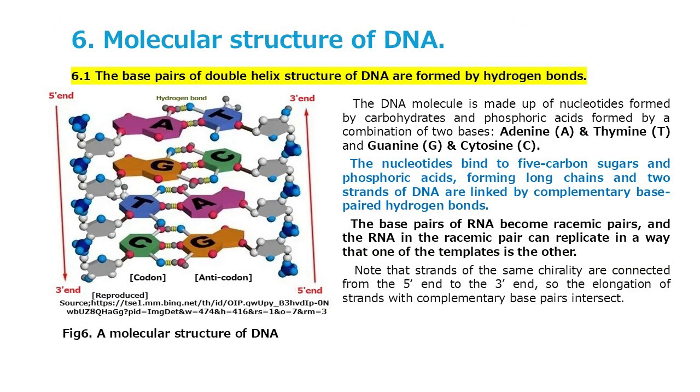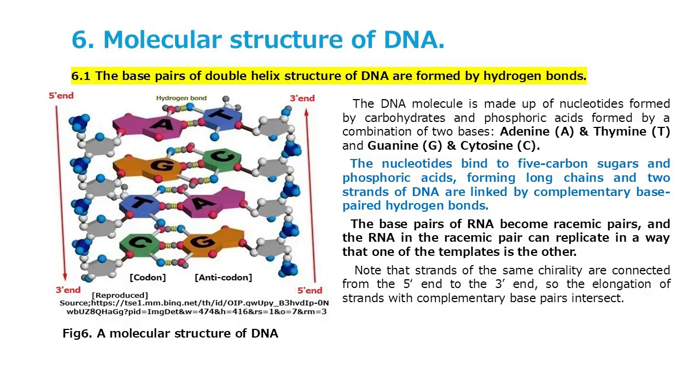Molecular structure of DNA. The base pairs of the double helix structure of DNA are formed by hydrogen bonds. The DNA molecule is made up of nucleotides formed by carbohydrates and phosphoric acids, formed by a combination of two bases, adenine (A) and thymine (T), and guanine (G) and cytosine (C). The nucleotides bind to 5-carbon sugars and phosphoric acids, forming long chains, and two strands of DNA are linked by complementary base-paired hydrogen bonds.